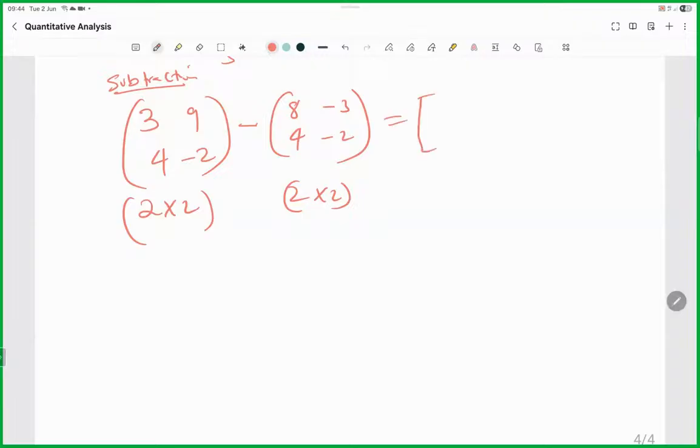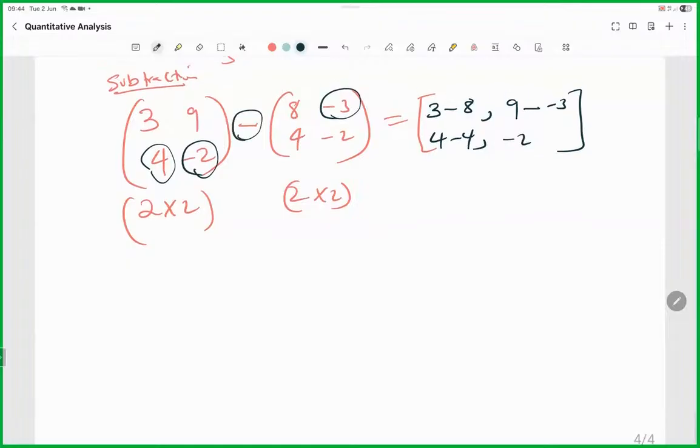What do we have here? So we have here 3 minus 8. Subtract corresponding elements. 3 minus 8. Then we have this 9, minus the number itself, which is minus 3. Then we have 4 minus 4. Then we have minus 2, minus this number itself, which is a minus. So could you kindly give me these resulting answers? So 3 minus 8 will give me what figure?